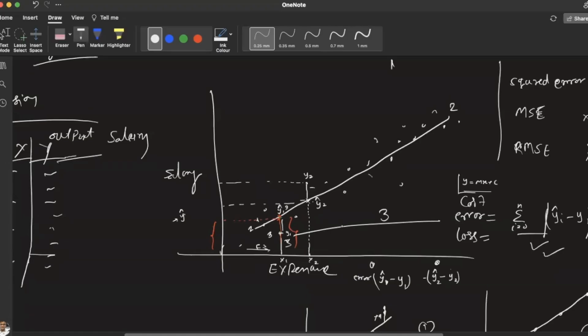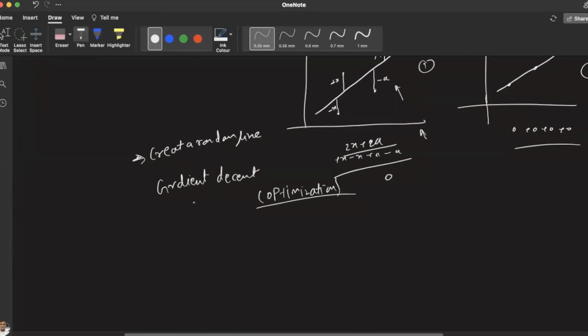weights and biases, and then it will try to make this line closer to the data, so that it follows the actual trend of the data. So that's the main thing that we are doing. We'll randomly create a line and then we'll apply gradient descent. So how do we randomly create a line first?